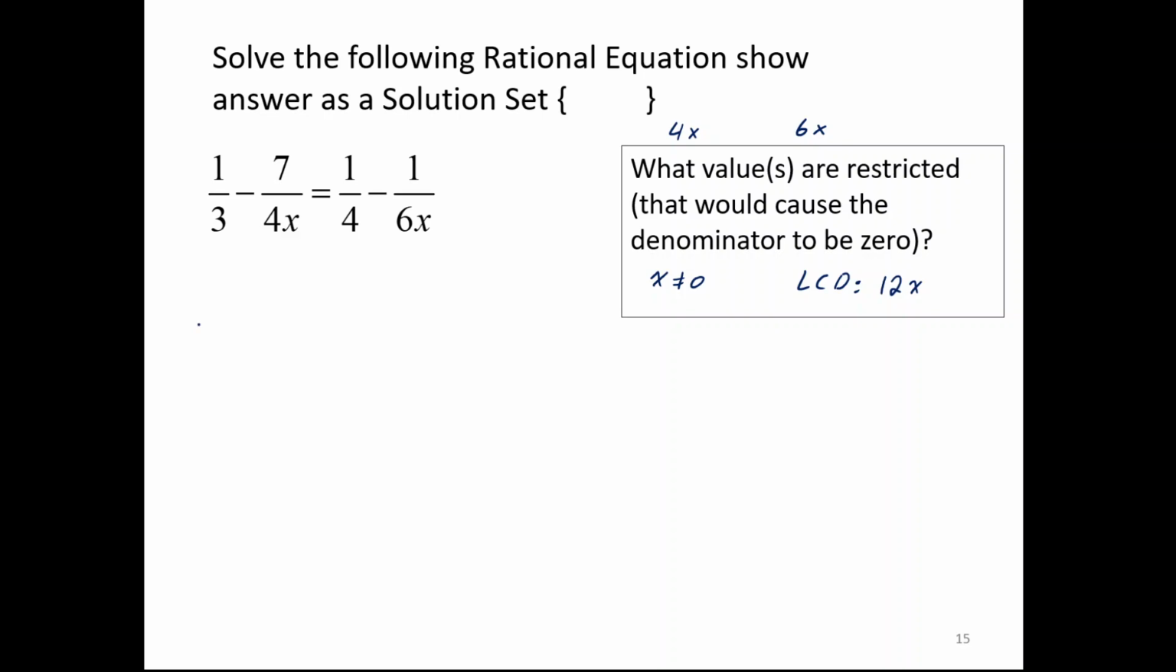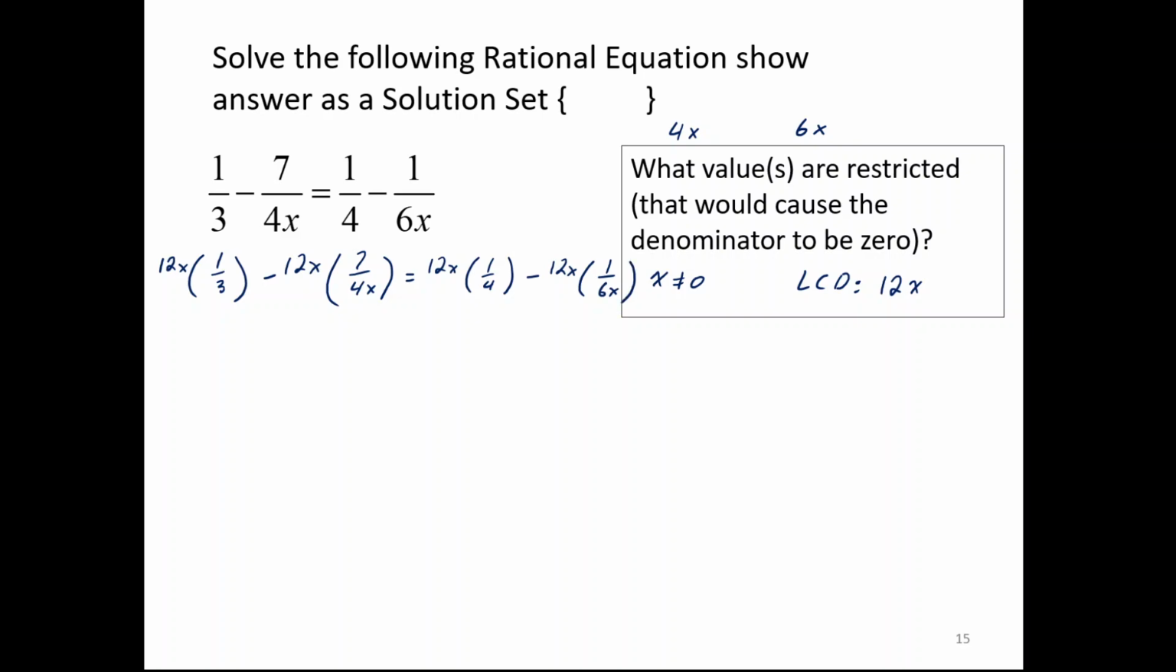Let's multiply every term by 12x. So 12x, open parentheses, 1/3, close parentheses, minus 12x, open parentheses, 7 over the quantity 4x, close parentheses, equals 12x times 1/4 minus 12x, open parentheses, 1 over the quantity 6x, close parentheses.